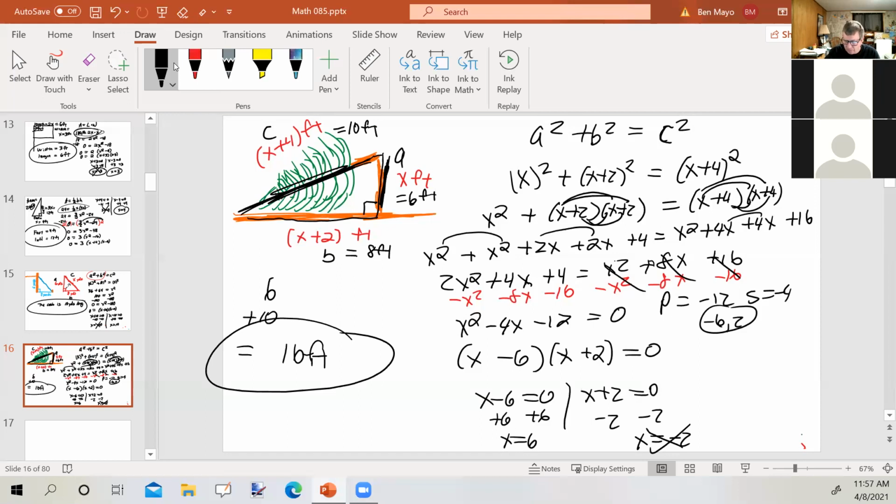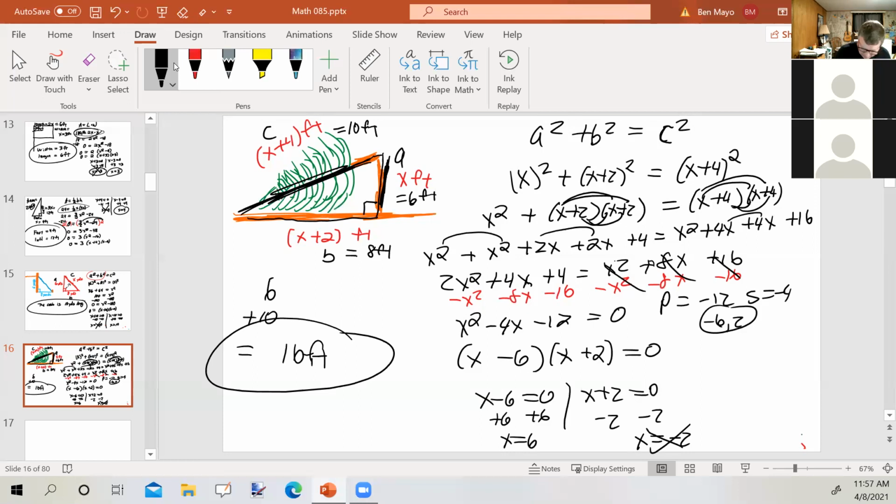We found out what x was, but we needed to find the total height of the tree, which was two of the dimensions of the triangle. All right, be okay with this one. Okay, let's take a look at another example then.